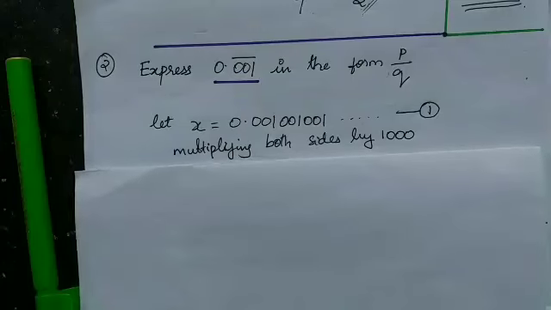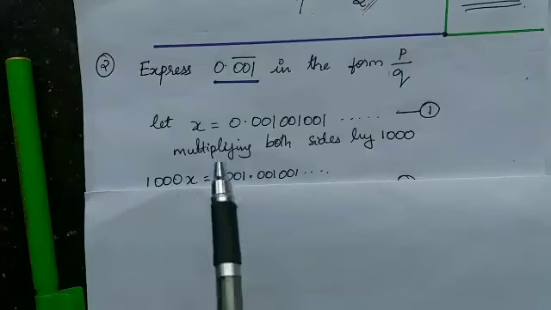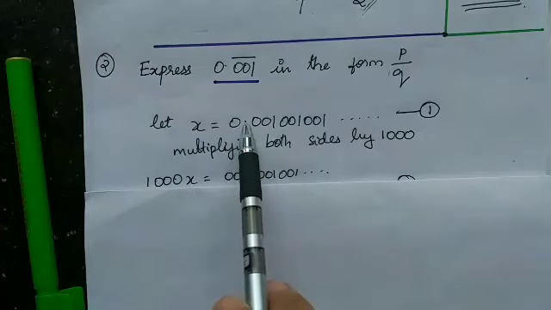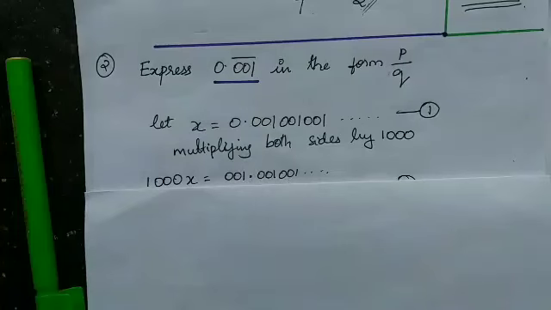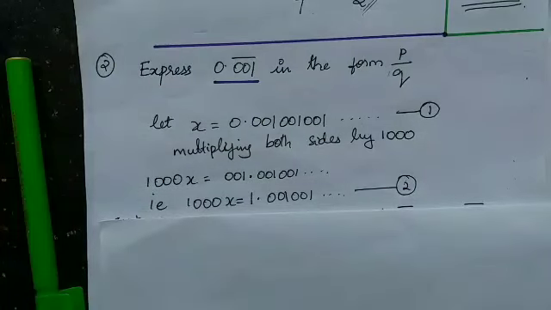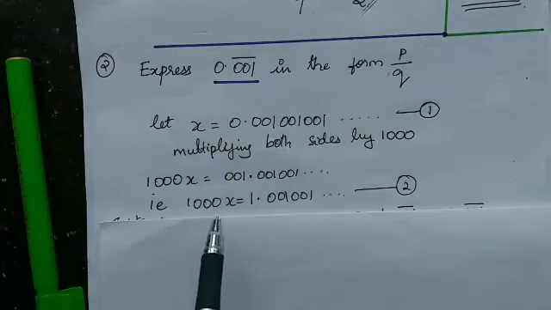Multiplying both sides by 1000, you get 1000x is equal to, so 3 places after the decimal point will be shifted here. It means 1000x is equal to 1.001001... goes on. Let us take this as equation 2. Now check whether the same digits appear after the decimal point. Yes. So these two equations are ready for subtraction here.